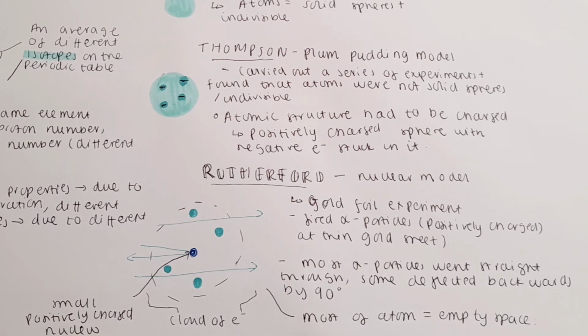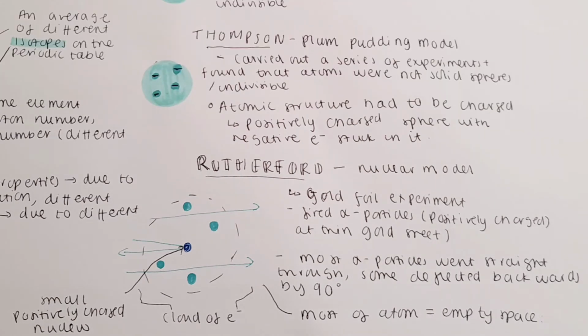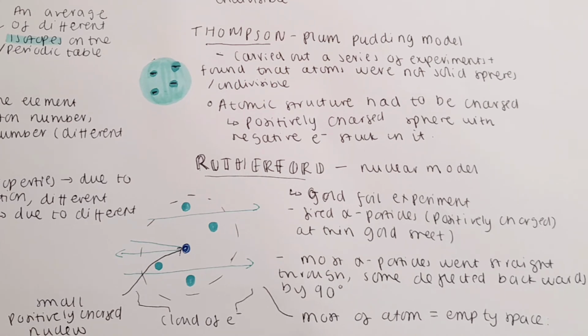The third person we need to know about is Rutherford, and he developed the nuclear model. Rutherford carried out the famous gold foil experiment, where he fired positively charged alpha particles at a thin gold sheet. He did expect most of the alpha particles to be slightly deflected due to the positive charge, but what actually happened was that most alpha particles went straight through, but some were deflected backwards by 90 degrees.